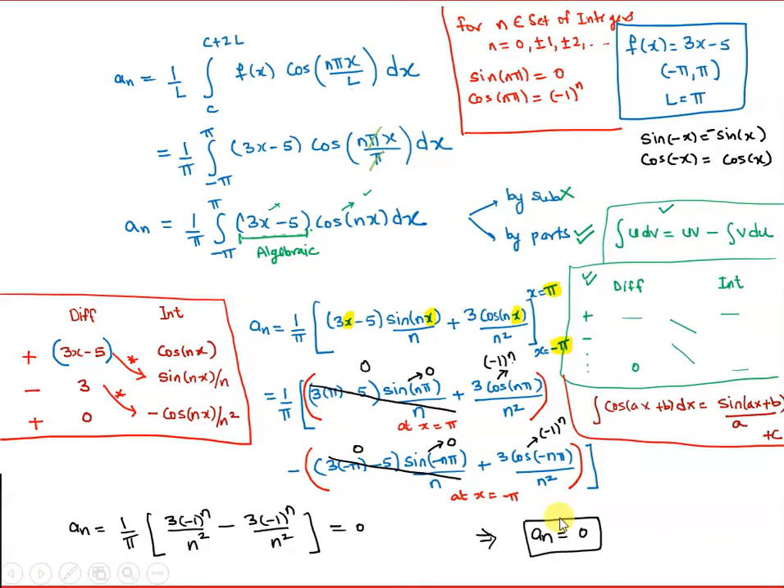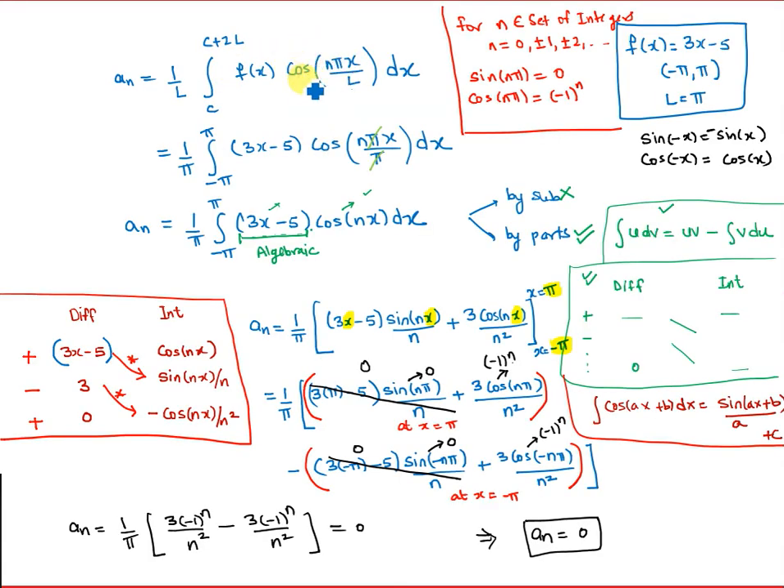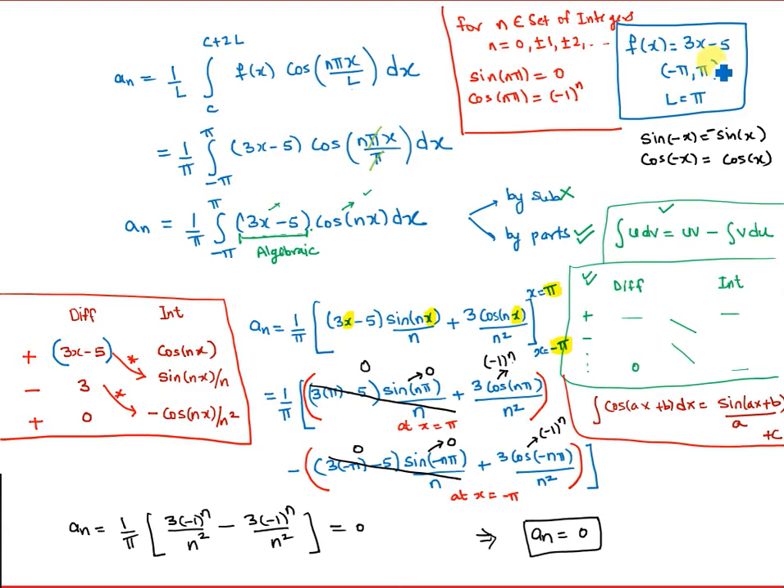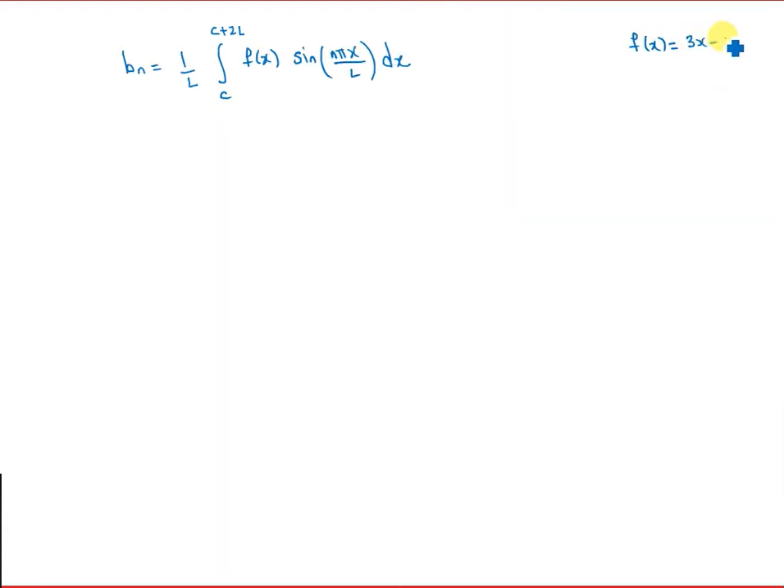Clear? Now, similarly we calculate the value of bn, which is given by 1 over l, integral from c to c plus 2l of f(x). In place of cosine, here everything is the same. In place of cos you have sine: sine of n pi x over l dx. So the function f(x) is, say, 3x minus 5, defined from minus pi to pi, with l equal to pi.